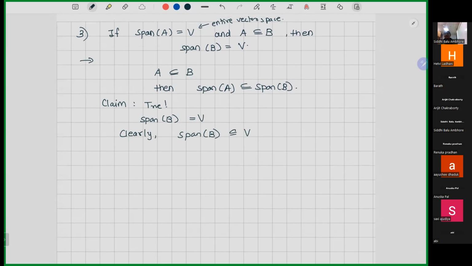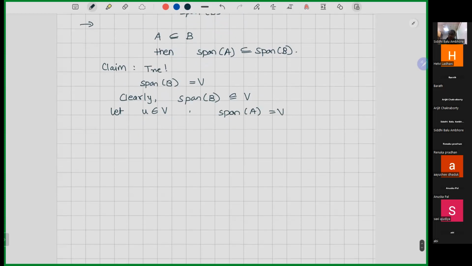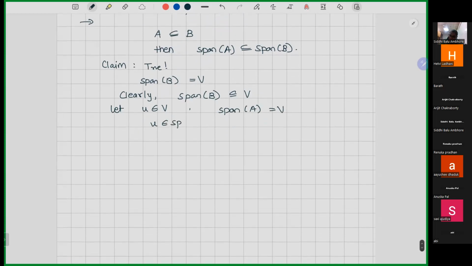This is clear because span will always be inside our vector space. Okay, so now let U be in V, and we want to show that this U is in span of B. So U is in V, right? But we are given that span of A is equal to V, right? So this implies this U also is in span of A. But from this condition, we have this is contained in span of B.